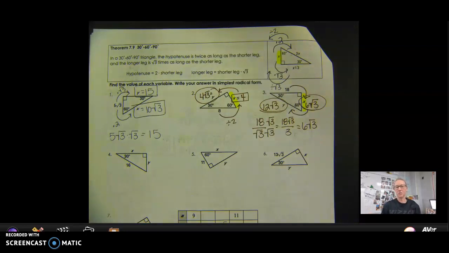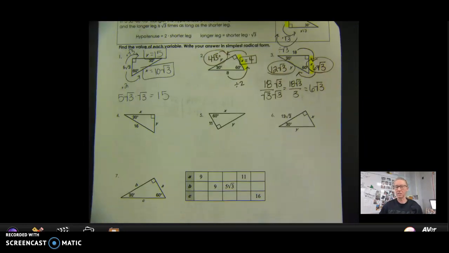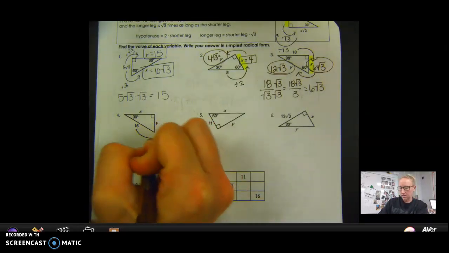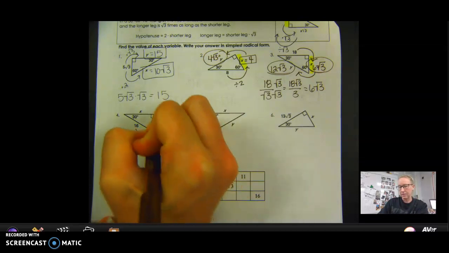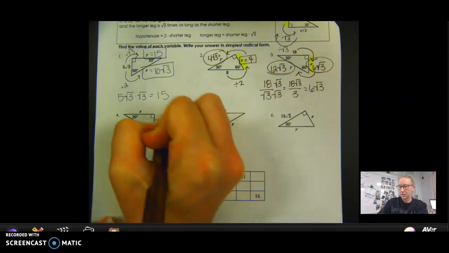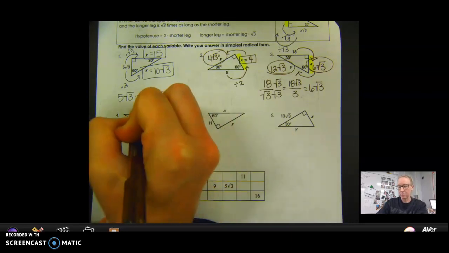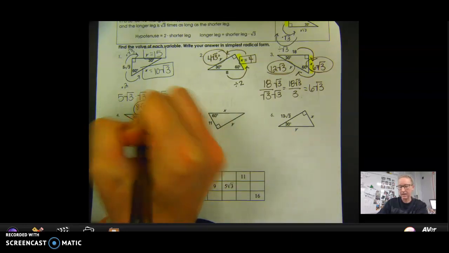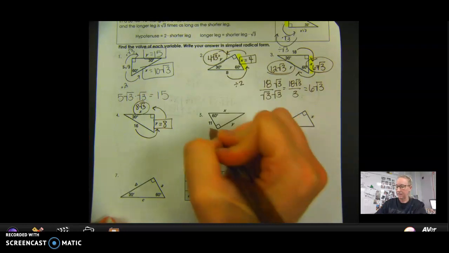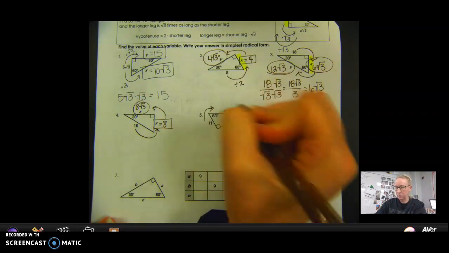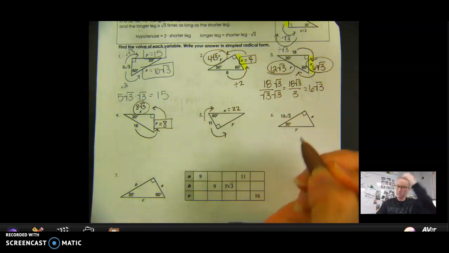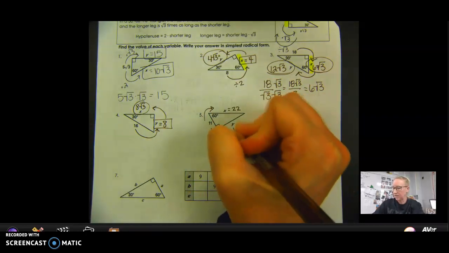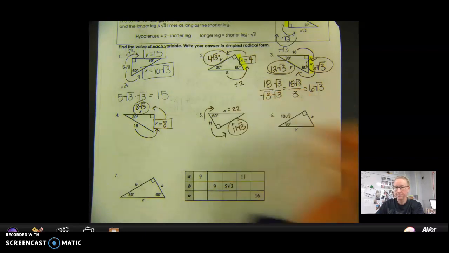Go ahead and pause me and try 4 through 7 on your own. 7 is one of those tables like we had on the other side. Okay, so large to small, divide by 2. So 16 divided by 2 gives me 8 for y. To go to my medium, I multiply by the square root of 3, so that's just 8 square roots of 3 for x. They gave me the small side, so to get to my hypotenuse, I multiply by 2, so that's just 22. To get over to my medium side, I multiply by the square root of 3, so that gives me 11 square roots of 3.